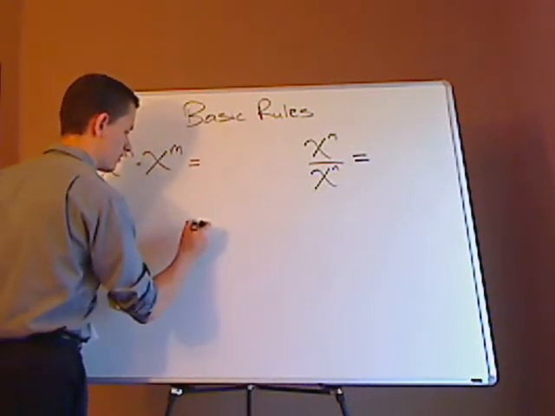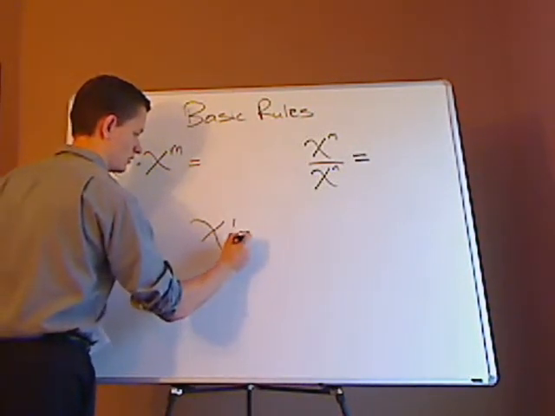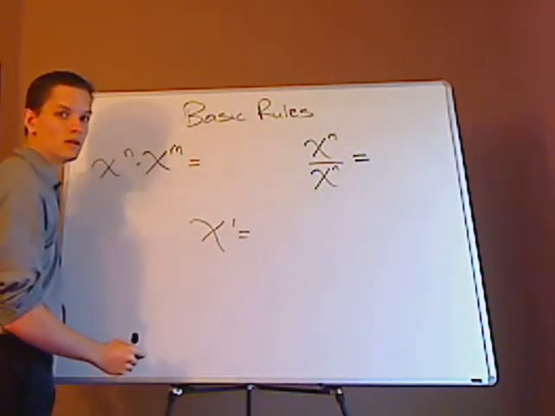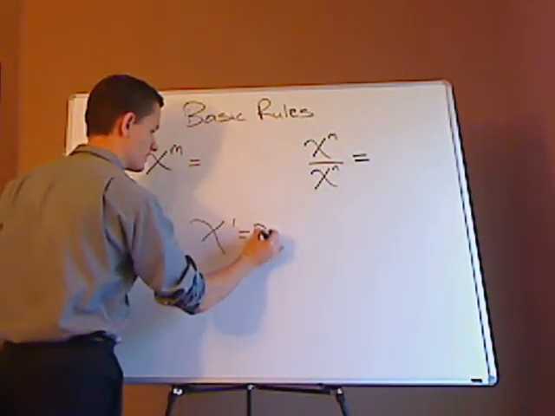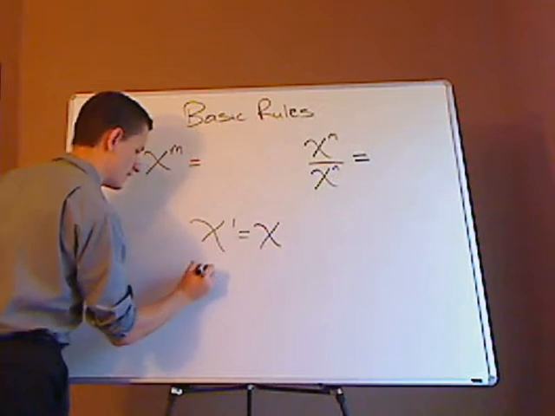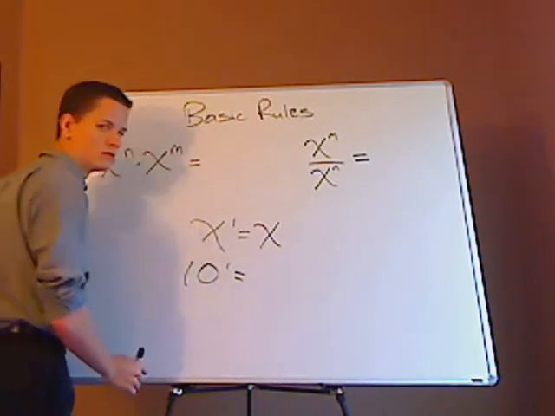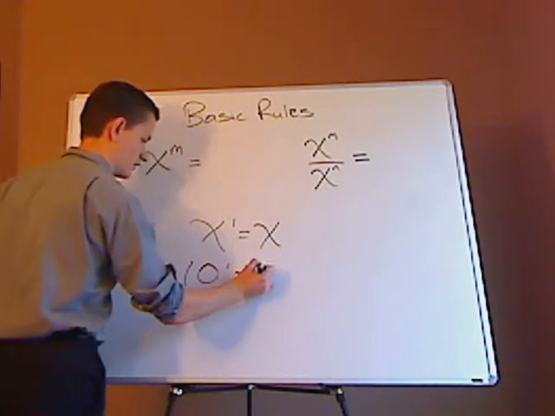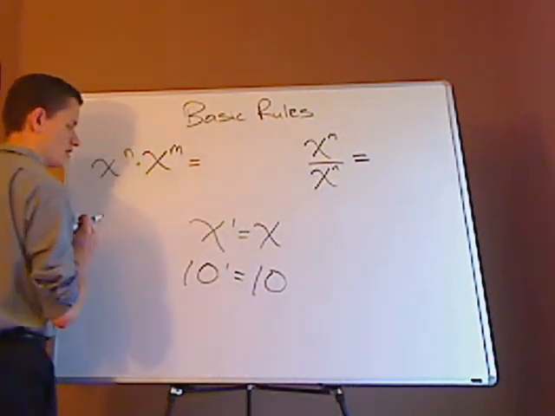Now, x to the first is what? Yes, it's just itself. So what would be 10 to the first? Right, it's just 10. That's it.